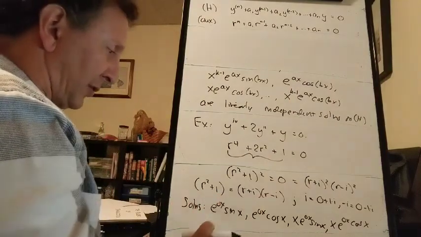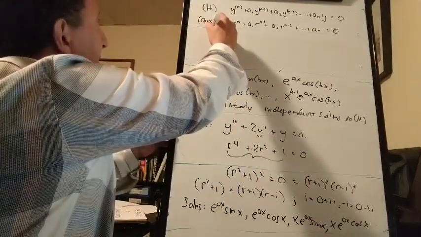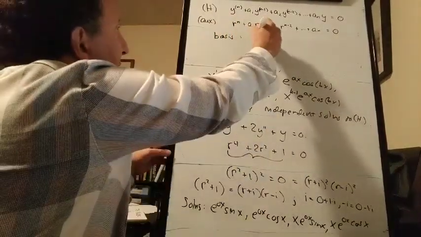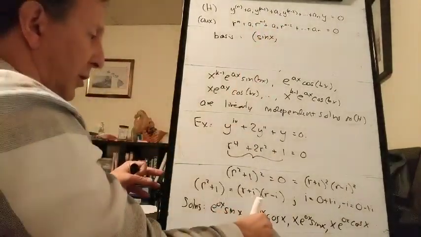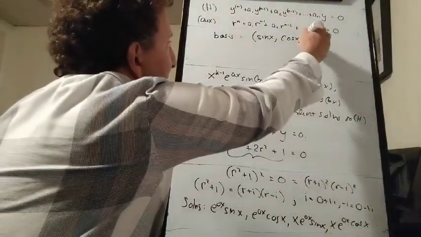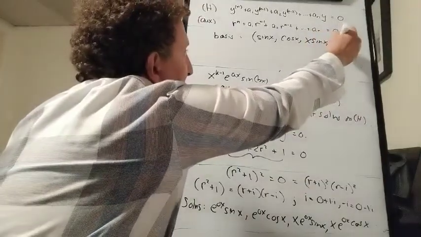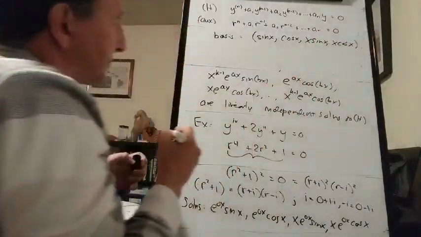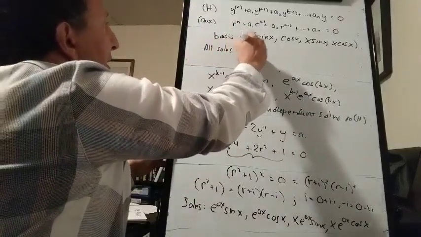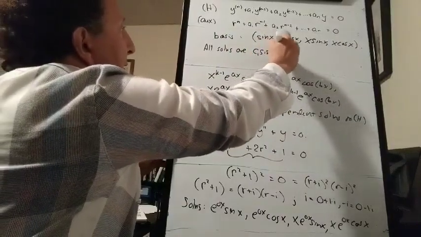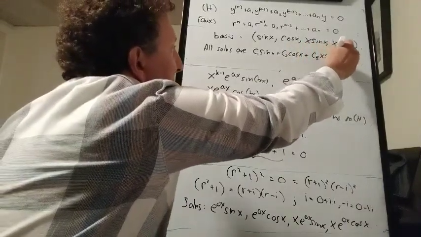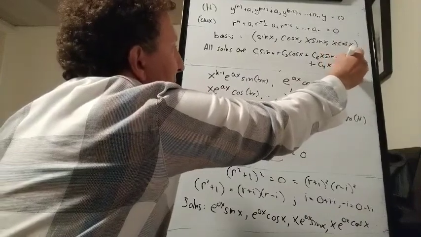All right, now e to the 0 is 1, so the basis is sine x, 1 times cosine x, and then x sine x and x cosine x. So all solutions are a multiple of sine x plus a multiple of cosine x plus a multiple of x sine x plus a multiple of x cosine x.